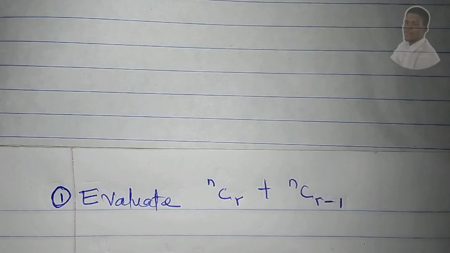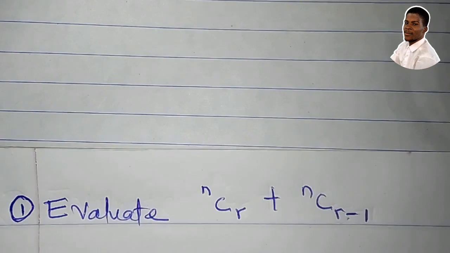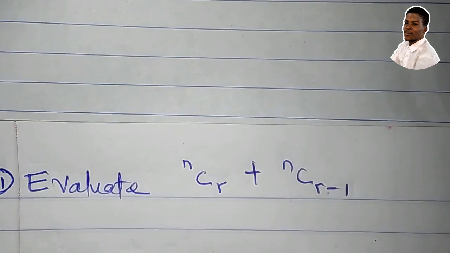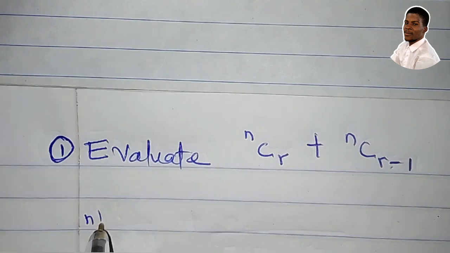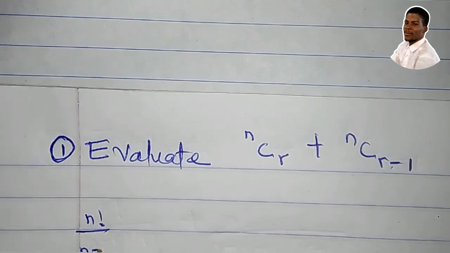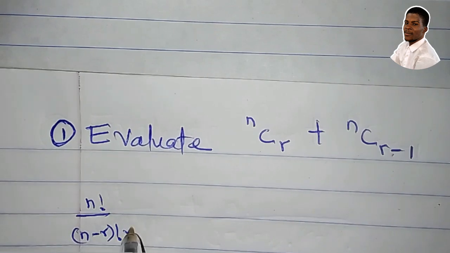Here is a question for us. It says, evaluate nCr + nC(r-1). Okay, let's go ahead and evaluate it. nCr is n factorial all over (n minus r) factorial times r factorial.